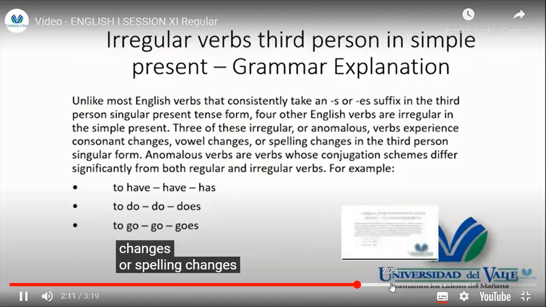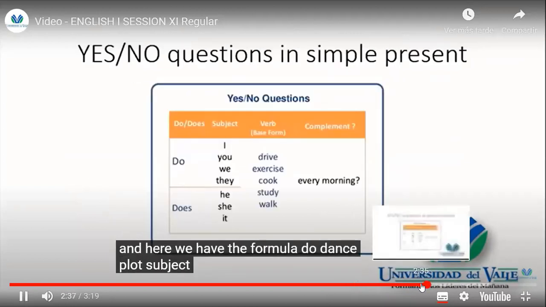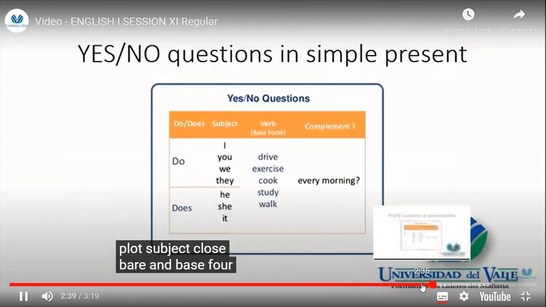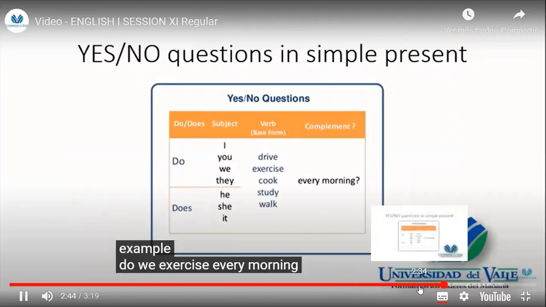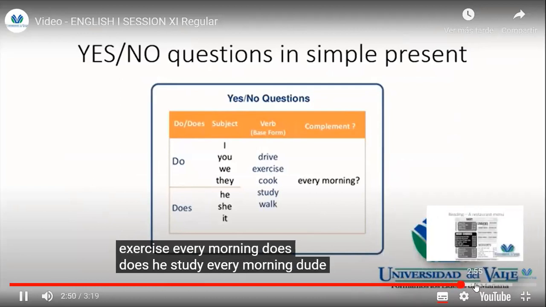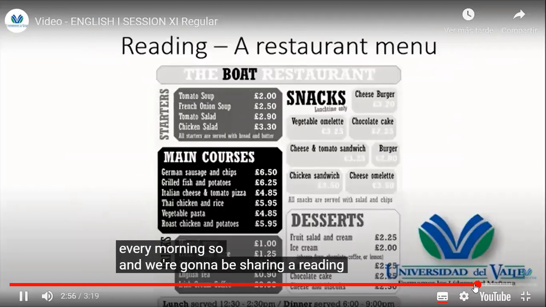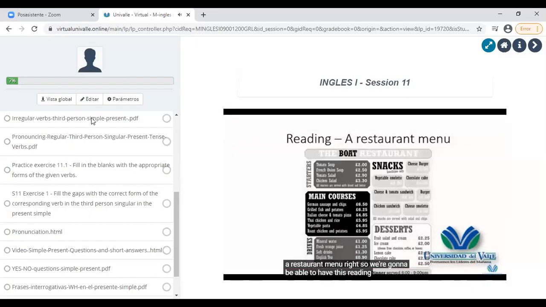Also, guys, we're gonna be working on yes/no questions in simple present using auxiliary do, does, then a subject, then a verb in its base form, and finally the complement. Okay, and also we're gonna have reading a restaurant menu. So we're gonna get started, right?